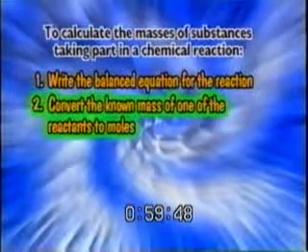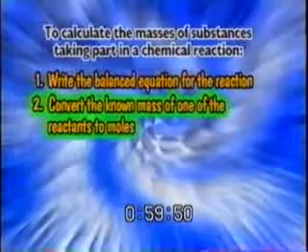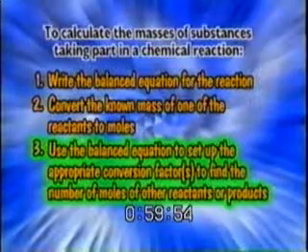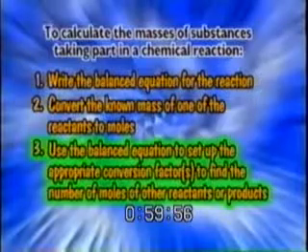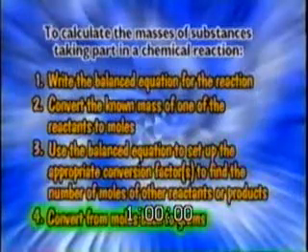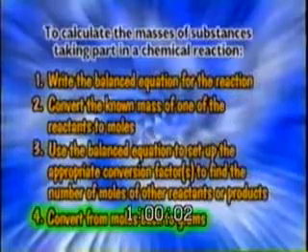First, write the balanced equation for the reaction. Next, convert the known mass of one of the reactants or products to moles. Then, use the balanced equation to set up the appropriate conversion factors so you can find the number of moles of the other reactants or products. Finally, convert your values from moles back to grams.